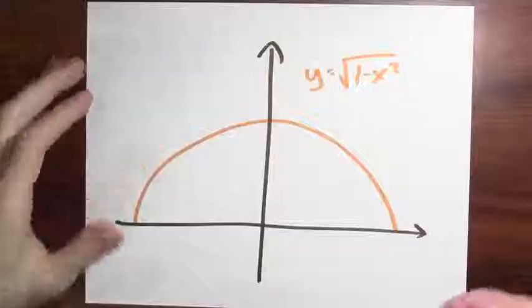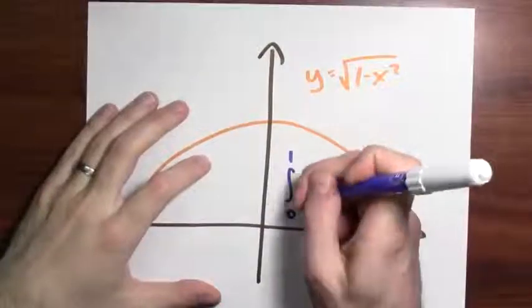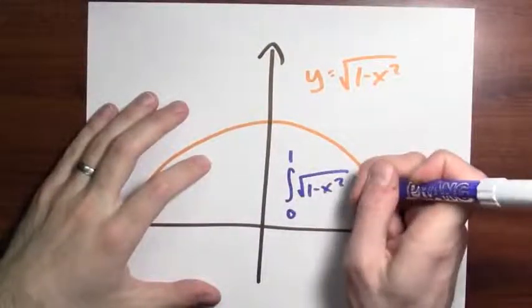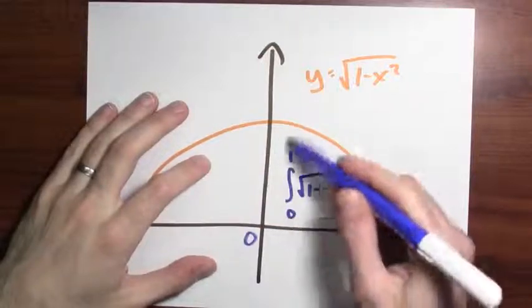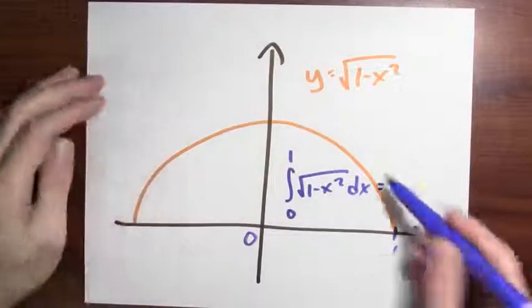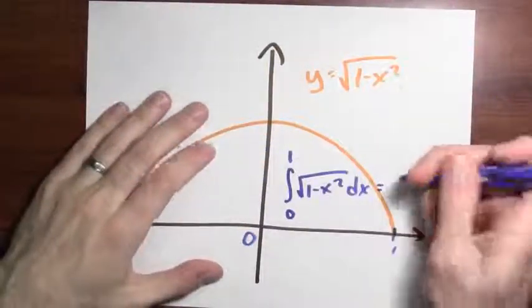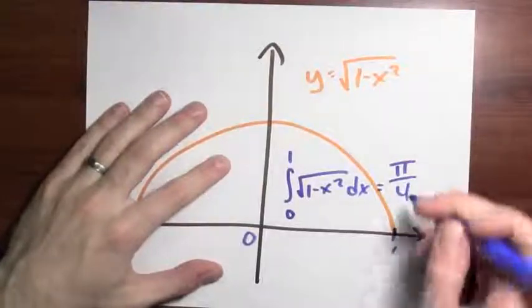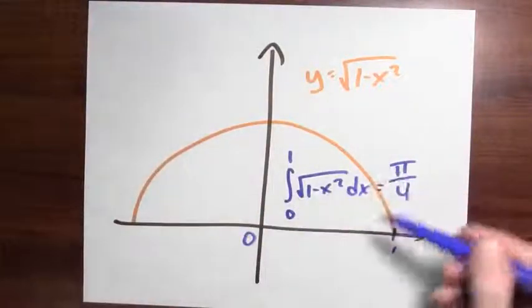Now we can compute this integral geometrically. Well, let's think about the integral from 0 to 1 of the square root of 1 minus x squared dx, right? That just calculates the area inside this quarter circle. And what's that area? Well, the whole unit circle has area pi, so that quarter circle has area pi over 4. This is a geometric calculation of an integral.